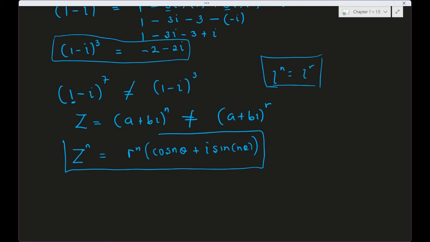Now this, I'll tell you what r is. r is what we call the modulus of the complex number, and theta is called the argument. So this is what we call De Moivre's theorem, right?